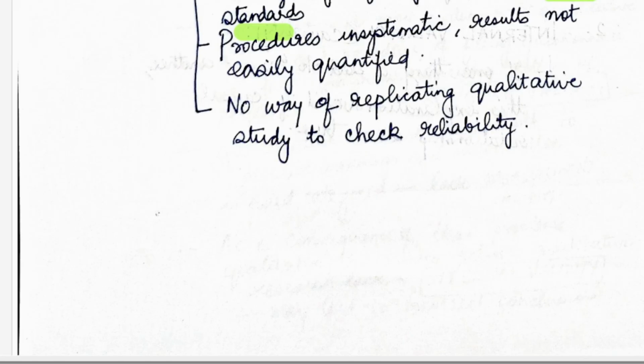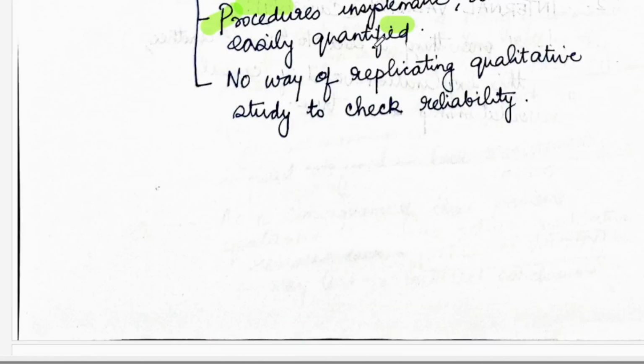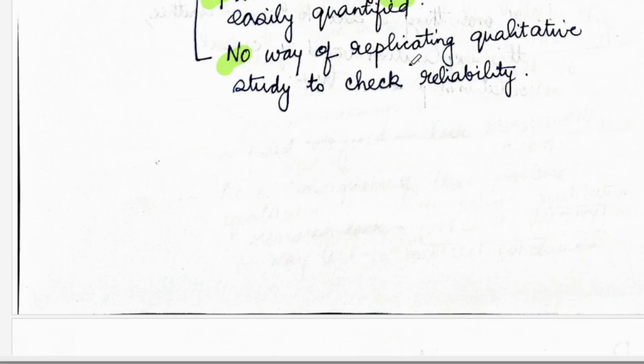Because each study is unique to a specific context, here replication is of course difficult. Procedures are also unsystematic and therefore results are not easily quantified. So here we use open-ended interviews or participant observation, and these generate rich but non-numerical data which cannot easily be coded into identical categories or repeated by other researchers. Therefore, there is no way of replicating a qualitative study to check reliability.